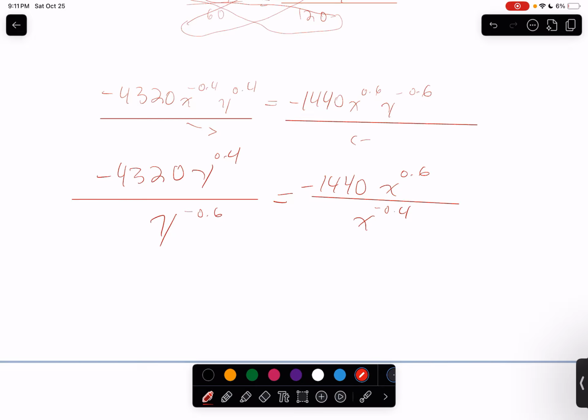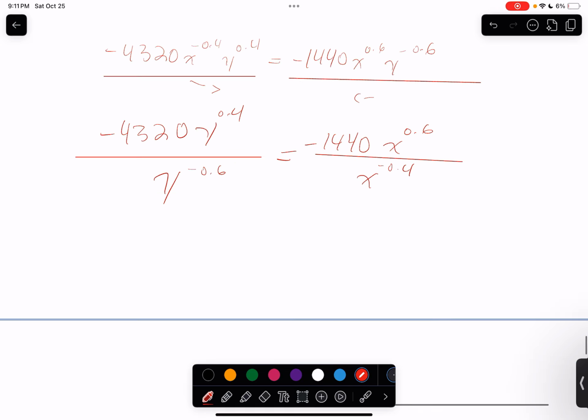So when we want to divide y's with the same base and different exponents, we're going to subtract them, which gives us the power of 1. When you subtract this with this, because that's how we divide exponents, we're actually going to add them together, because when you're going from the denominator to the numerator, you're going to add if you have a negative value. And what's 0.4 plus 0.6? It's just going to equal 1.